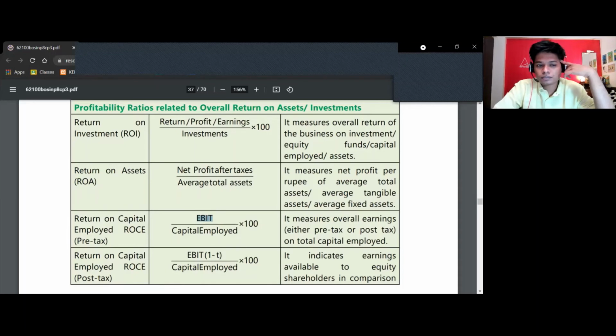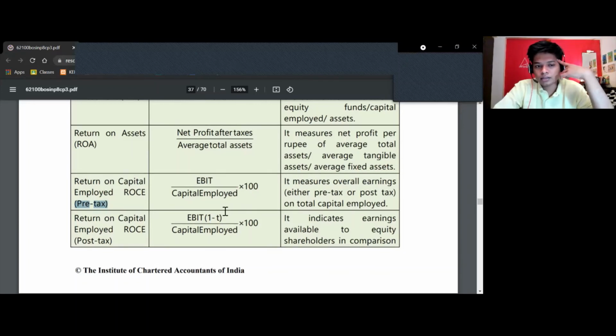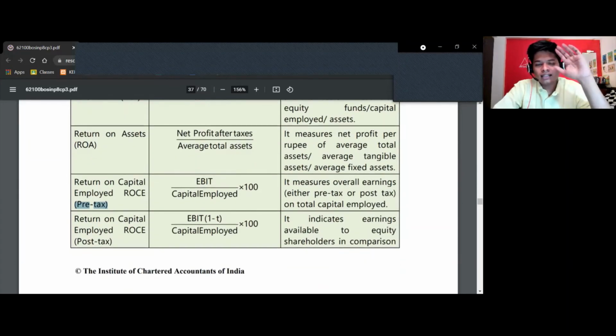So this is pre-tax, and if you deduct the tax percentage, it will give you post-tax. And return on equity. Okay, so I said it wrong. Capital employed includes both your equity capital and debt capital. Because I'm taking debt capital and equity capital both, I'll take the income that is available for both. So EBIT is before paying the interest. That's why I've taken EBIT.